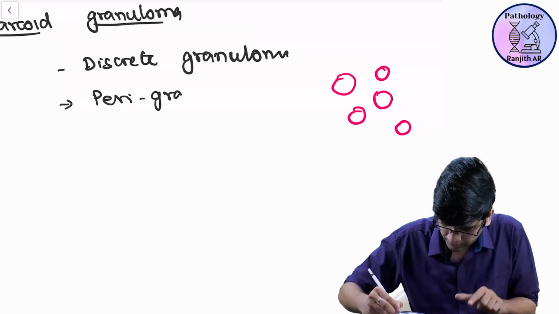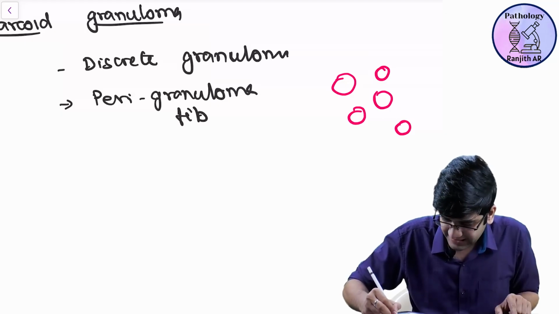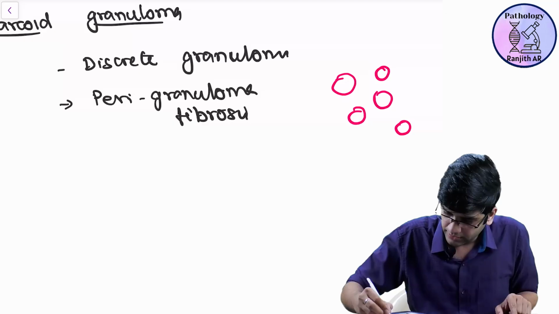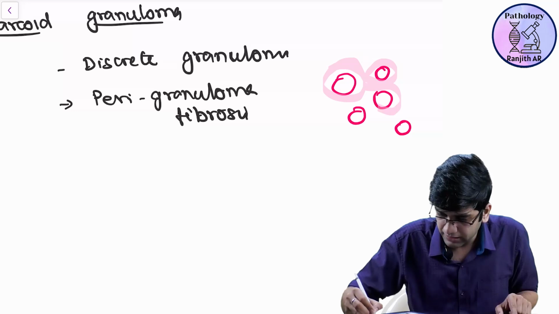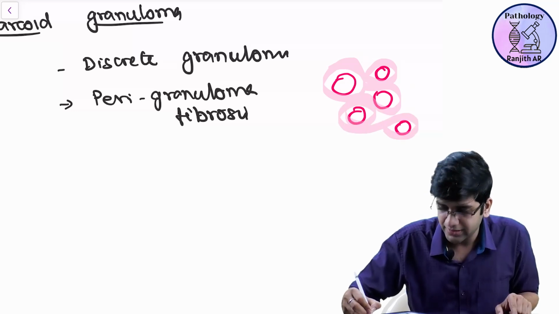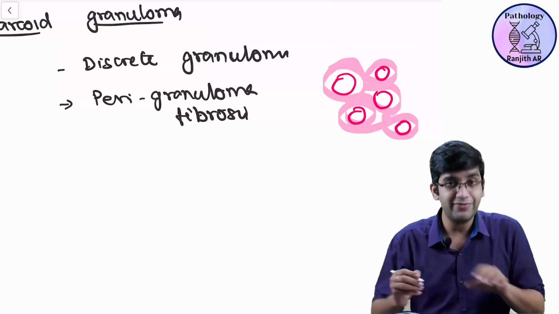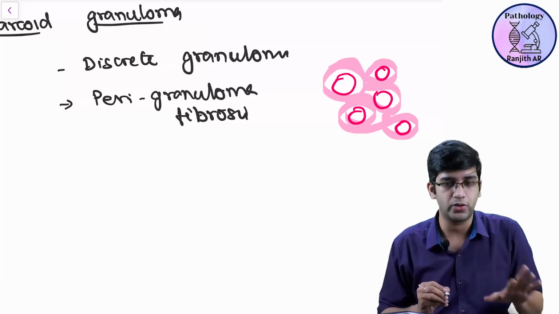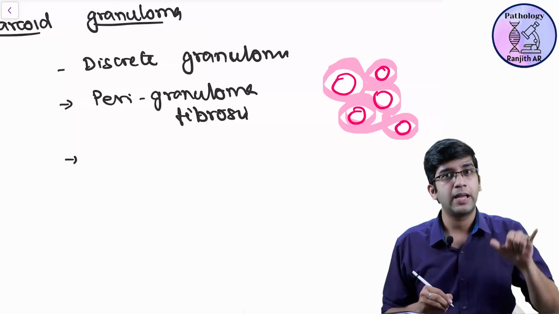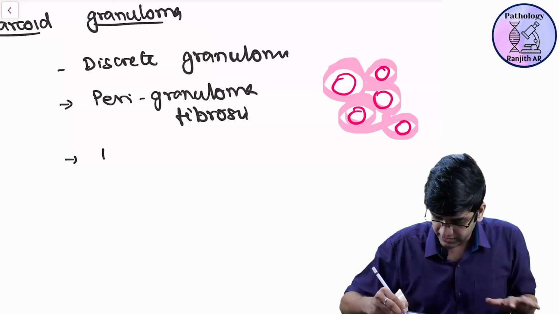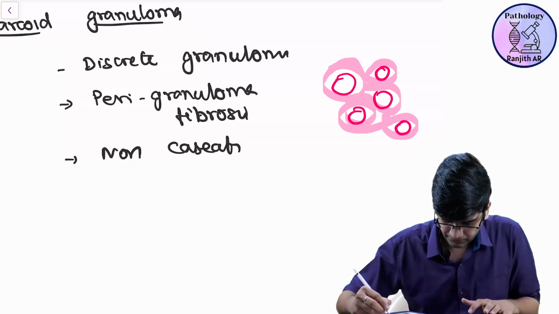Perigranuloma fibrosis is also classic for sarcoidosis. I'm drawing a perigranuloma fibrosis, a pink color surrounding the granuloma. That's the reason the granulomas are discrete and separate. They will not coalesce like your tuberculosis. And obviously it is non-caseating, or non-necrotizing to be specific.